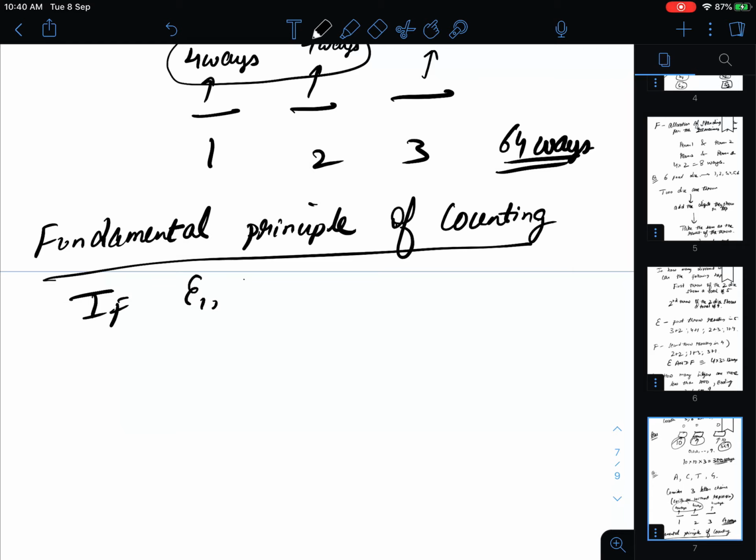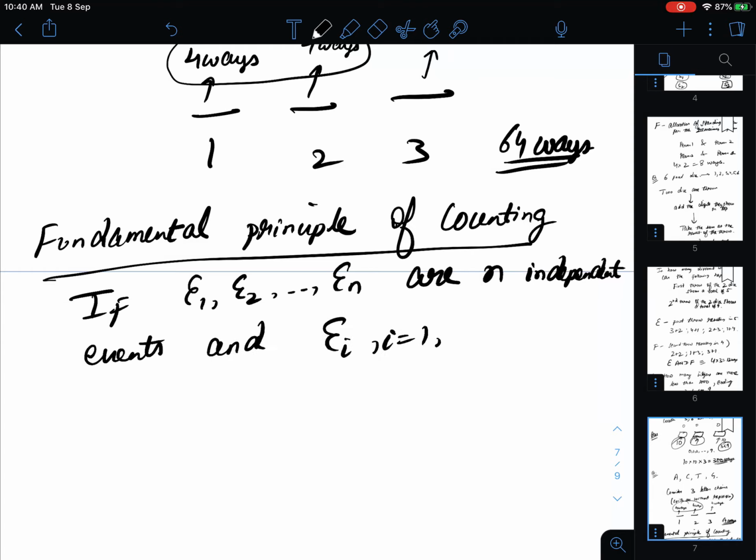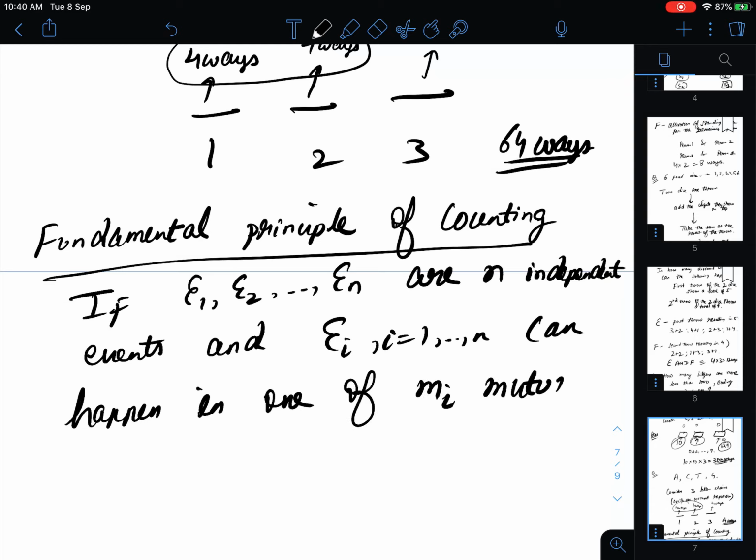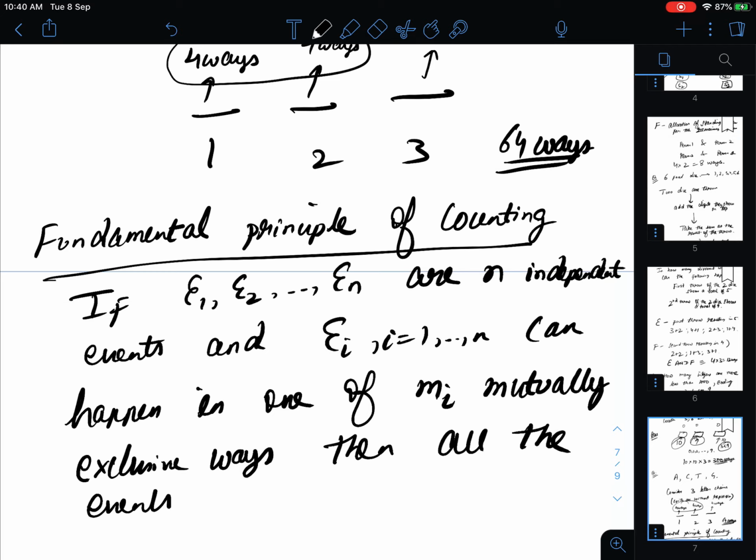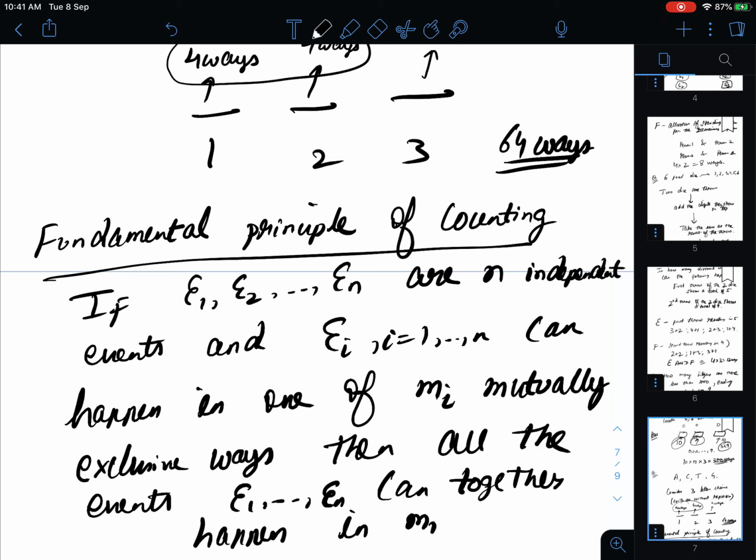So this principle is, if E1, E2, En are n independent events and Ei, i equal to 1 to n, can happen in one of mi mutually exclusive ways, then all the events E1 till En can together happen in m1 into m2 into till mn ways.